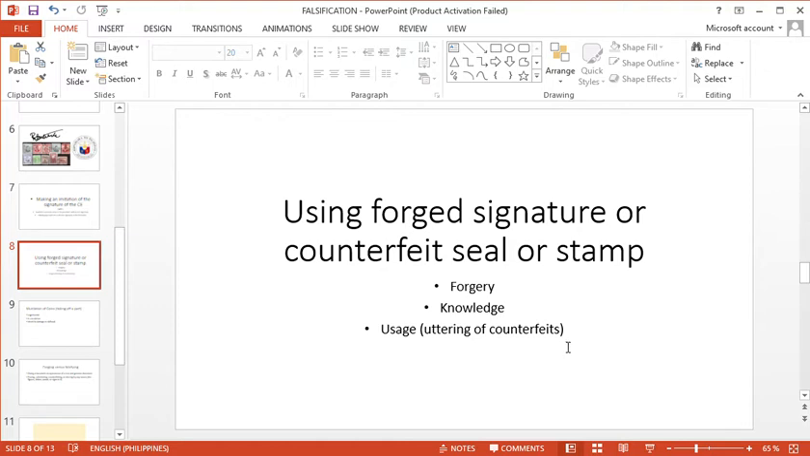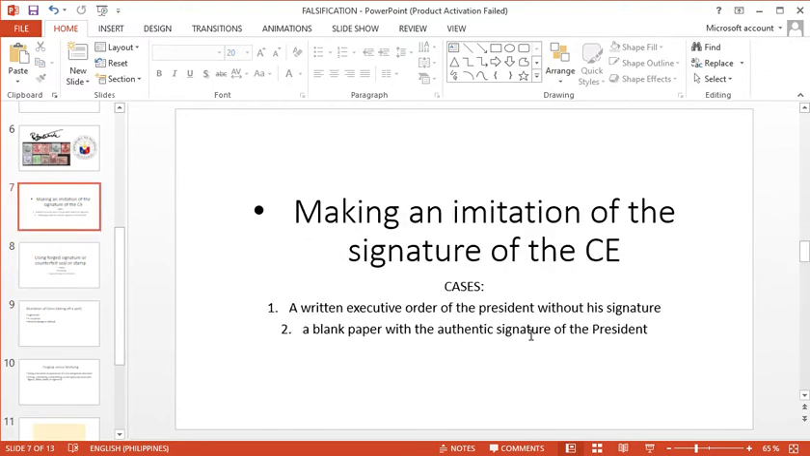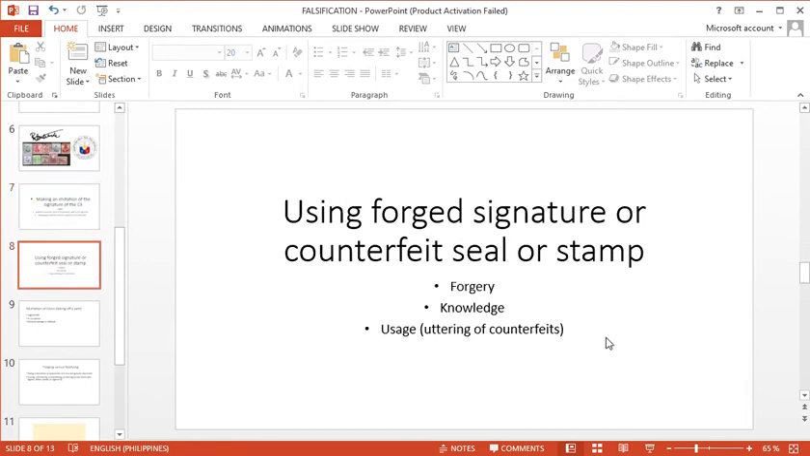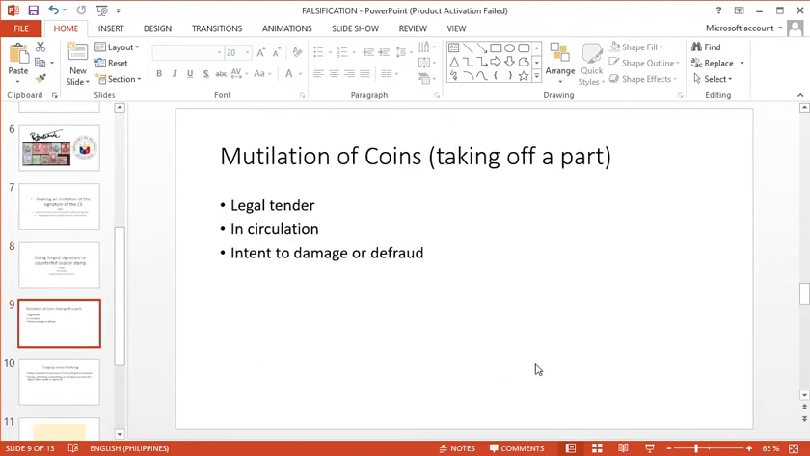There is a term used in the mutilation of coins and counterfeiting of coins, the term utter. When you utter a coin, okay, meaning to say that you are passing the coin from one hand to another. Simply, it's the circulation of coins in the market. Okay, so that is what we call uttering of counterfeited coins. Okay, counterfeited seal or a document that is being forged. So when you utter a forged document, meaning to say you are passing that particular document from one person to another.